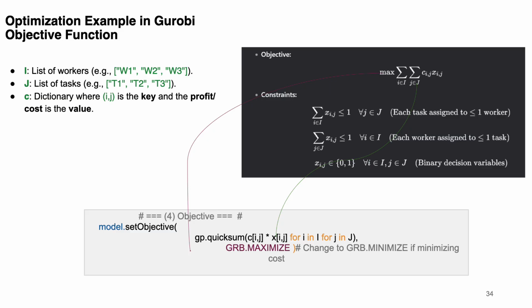This function iterates through every worker i in our list I, and every task j in our list J, multiplying the profit value c[i,j] by our decision variable x[i,j]. This effectively tells Gurobi: calculate the total value of all the assignments I choose, and make that sum as large as possible.